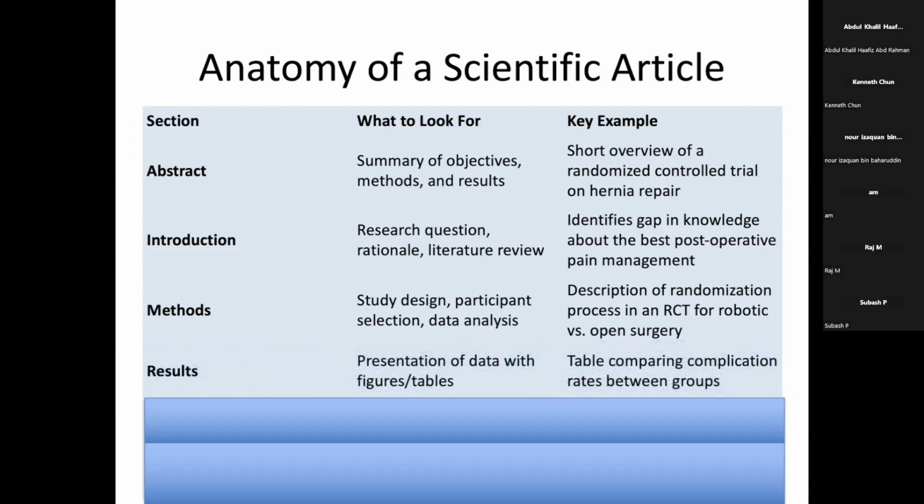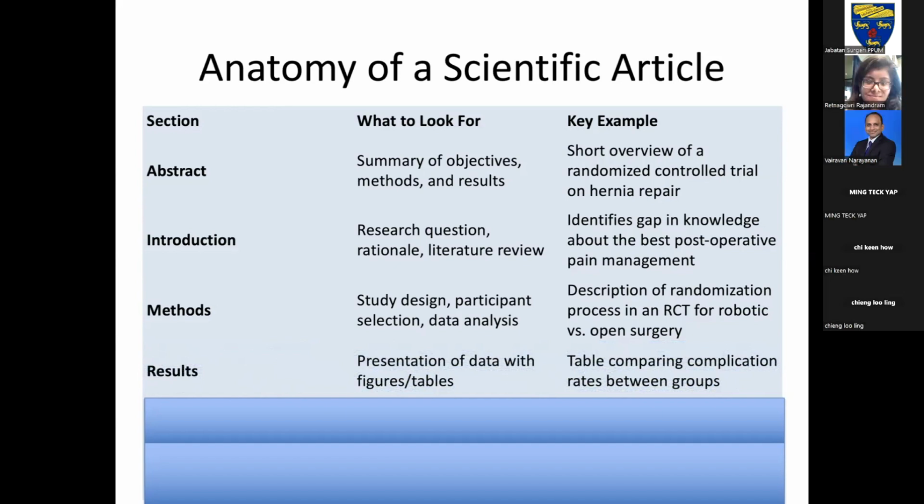The next section is the results. The results are basically a presentation of data with figures and tables. There is no interpretation here, remember. Results do not interpret. Results present what you have found as it is. So you're not supposed to say, we found these results and these results mean that. We do not talk about the meaning. We only talk about what was found in these results.